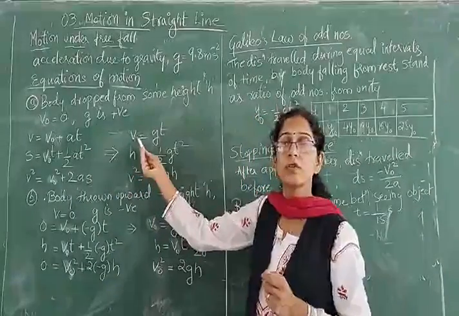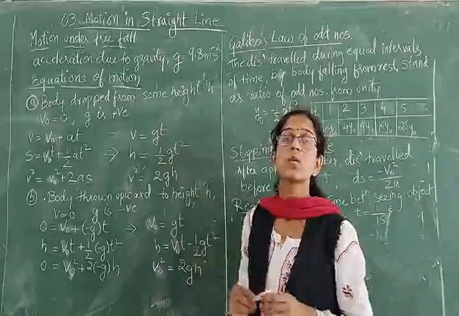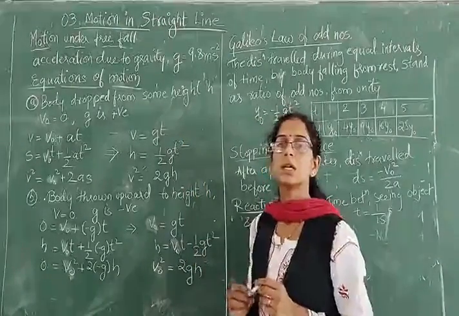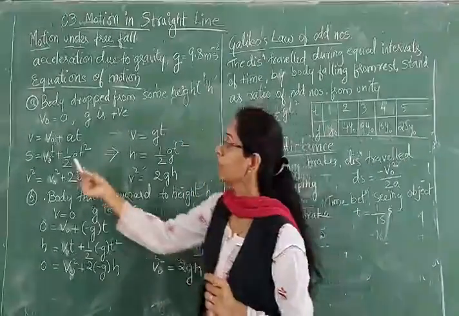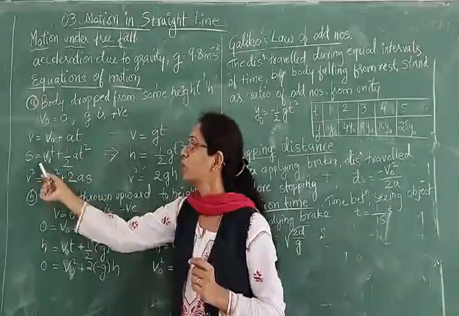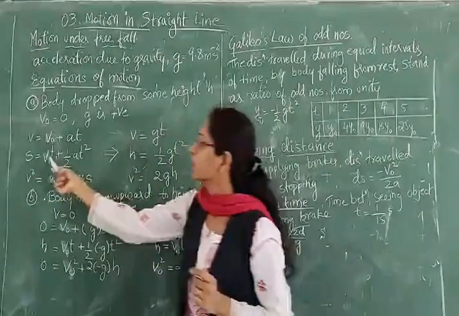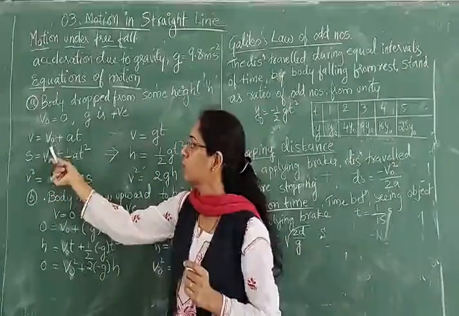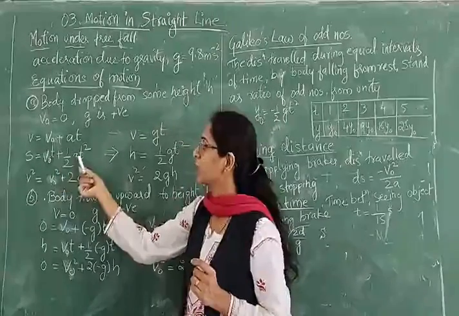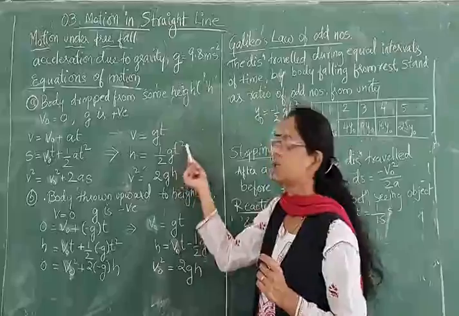Therefore the equation for velocity will be v is equal to gt, and this is the first equation of motion when the object is under free fall and it is moving towards the surface of the earth. Then s is equal to v0 t plus half a t square, now will become h is equal to 0 into t, since the initial velocity is 0, plus half of again g t square. So h is equal to half of gt square.